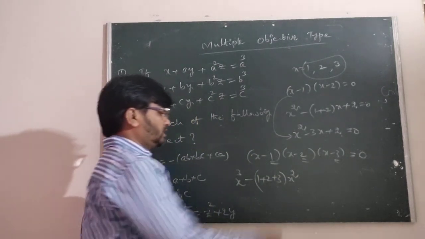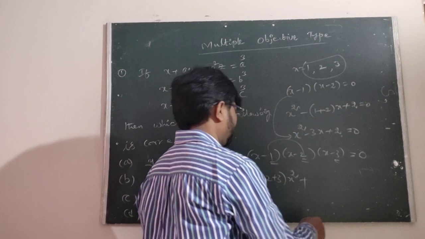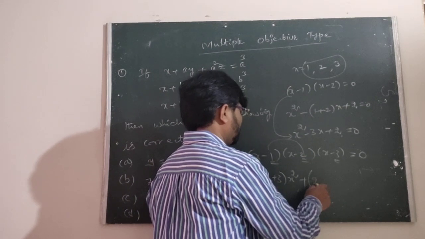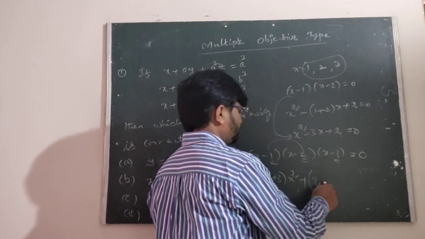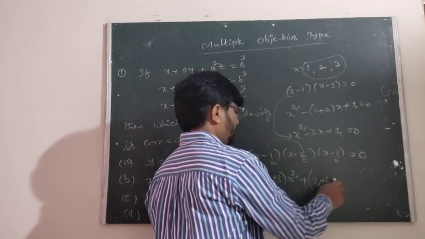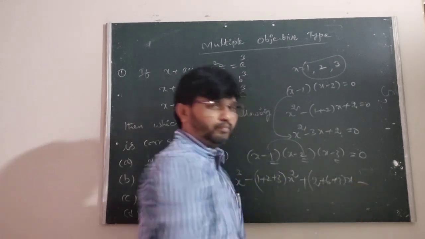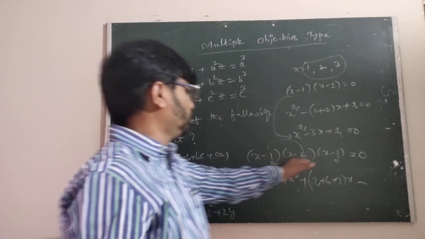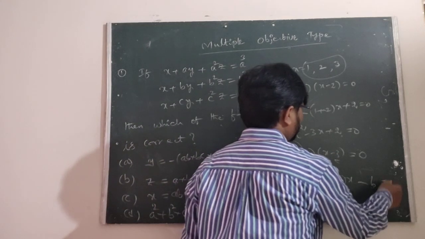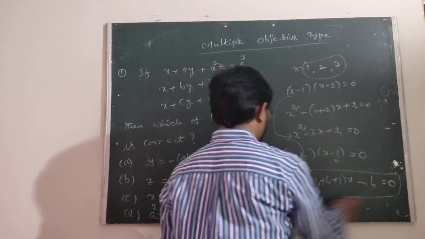Now we take the sum of the roots taken 2 at a time. That is 1 into 2, 2. Next 2 into 3 is 6, 3 into 1 is 3, into x. Minus of 1 into 2 into 3, which is 6, equal to 0. This is the cubic equation.